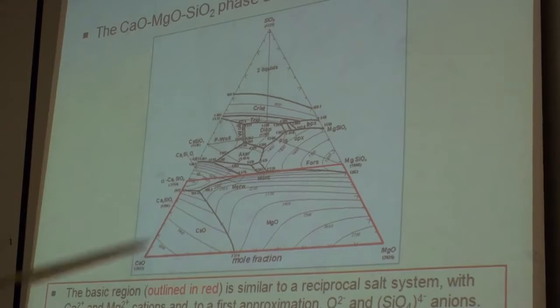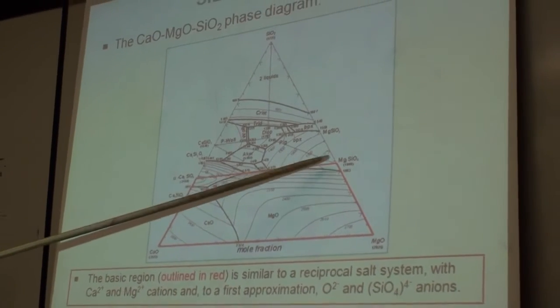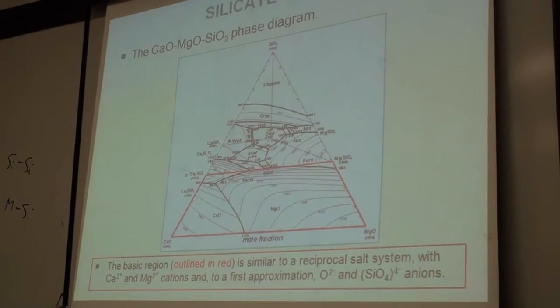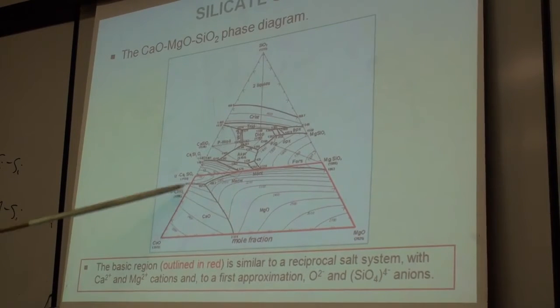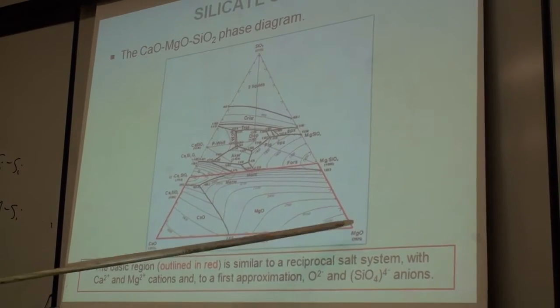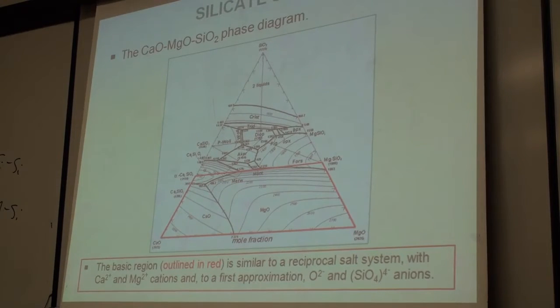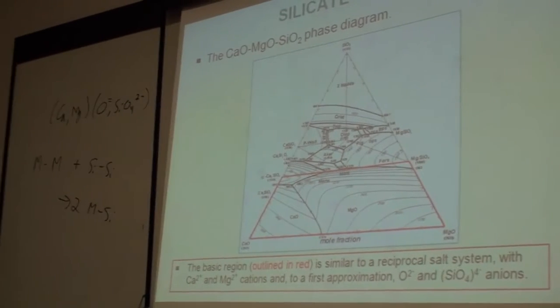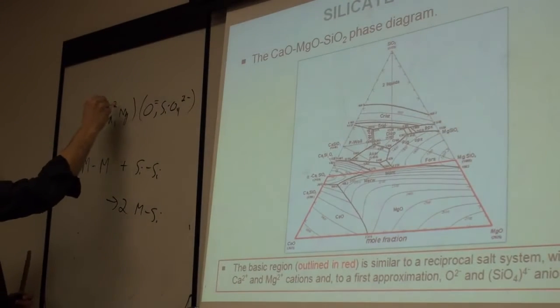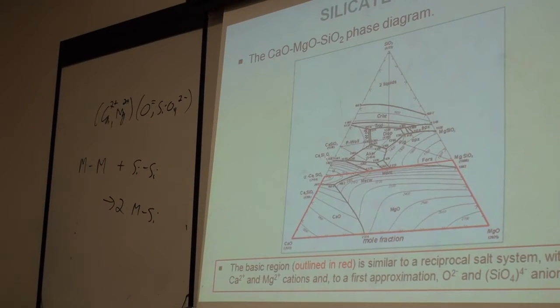Here's your silica, calcium oxide, magnesia system. Look at this red trapezoid here. This is the basic region. This is from CaO to Ca2SiO4 and MgO to Mg2SiO4. So in this region, this region is roughly modeled as calcium, magnesium on this lattice, and on the other lattice you'd have oxygen ions and SiO4 ions.